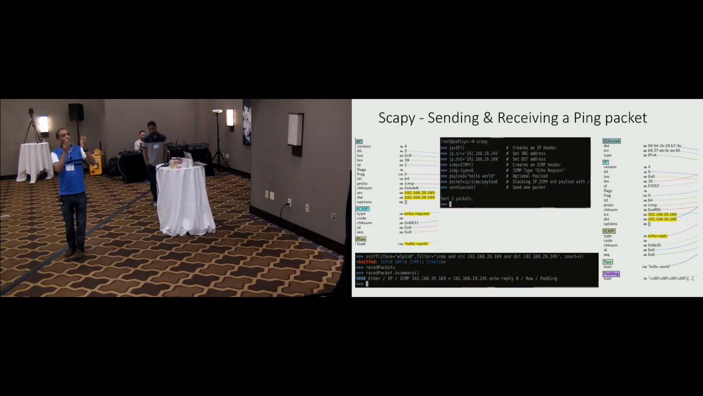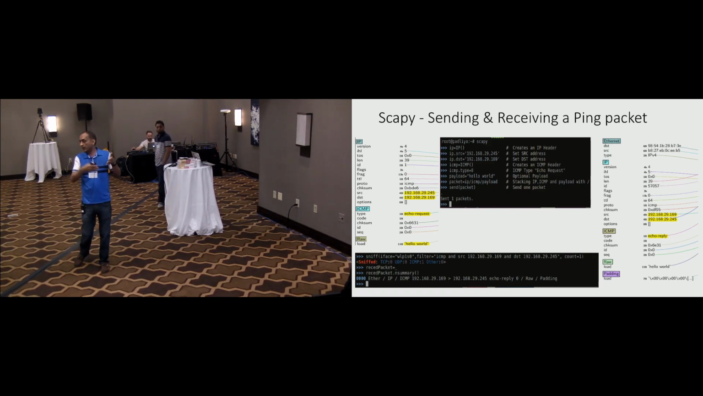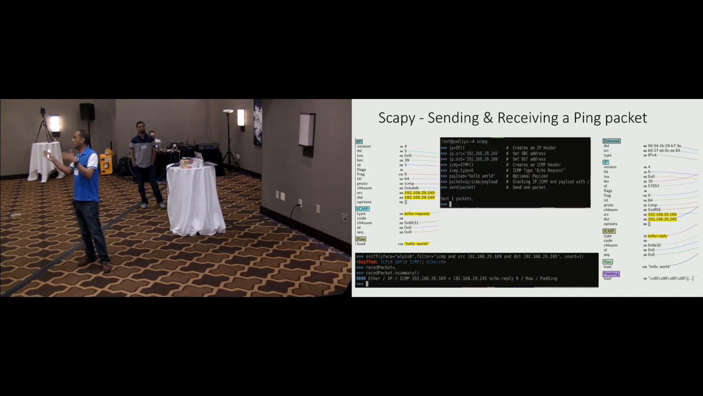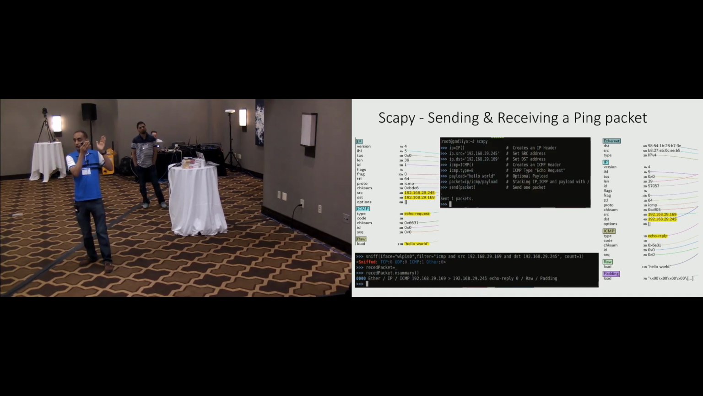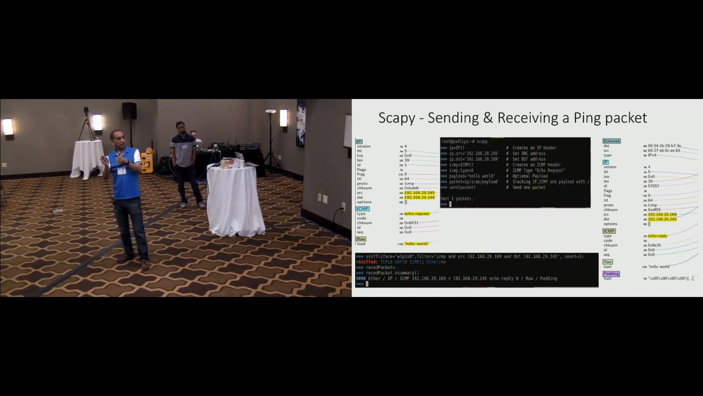On the top, create an IP packet, show the source, destination, ICMP, that ICMP type, put a payload if you want to, and then construct the packet by putting a slash between all the different constituents, and then use the send of Scapy to send that packet over the wire. And on the other side, you are sniffing it, and you are getting the packet.